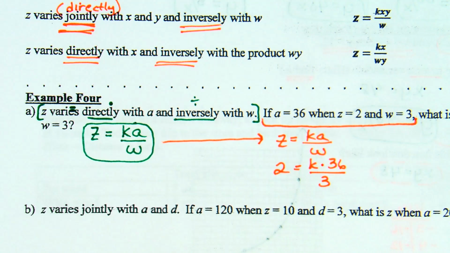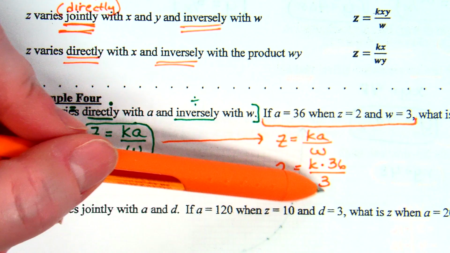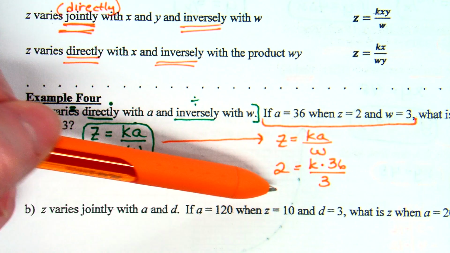Okay, so you see the divide by 3. I've got to get rid of that divide by 3. So 2 times 3 is 6. So I end up with 36k equals 6. If I divide by 36, I'm going to stick with fractions, folks. What is 6 divided by 36? It reduces to be 1/6. Okay?